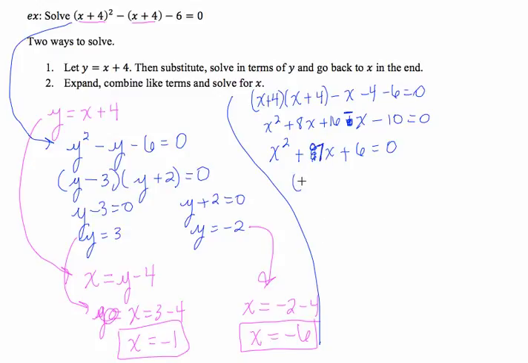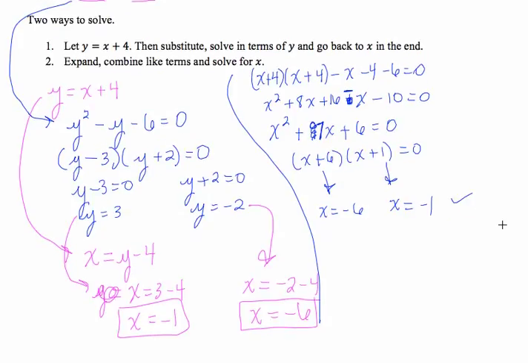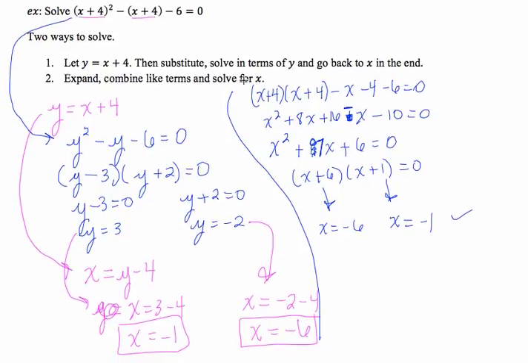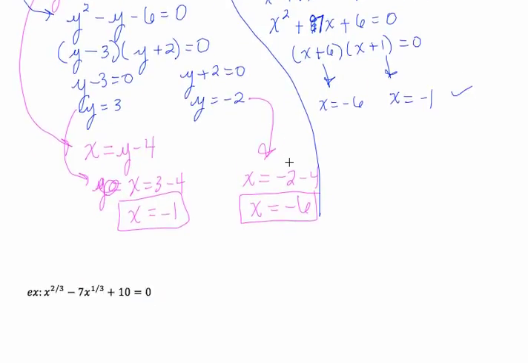Okay, now I can see that definitely does factor into x plus 6 and x plus 1. And so you can see how that's going to give us x equals negative 6 and x equals negative 1. Same answers. Okay, so this is a new option for you if you have something of this form. And it's a good one to practice because that technique will be useful in other situations as well.